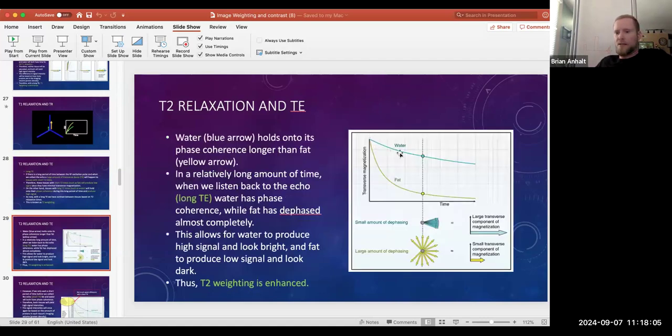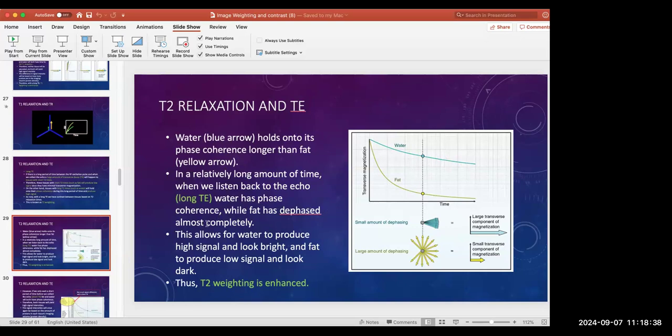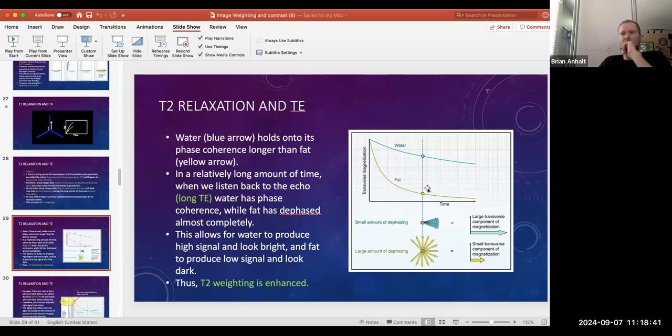So here we can see these are the T2 decay times. The dephasing of water happens much slower than the dephasing of fat. Fat has much closer packed molecules, so the hydrogen is much closer together. The magnetic moments have much more of an effect on each other in fat than they do in water. In a relatively long amount of time, when we listen back to the echo with a long TE, water has phase coherence still and is producing signal, while fat has been dephased almost completely and is not producing much at all.